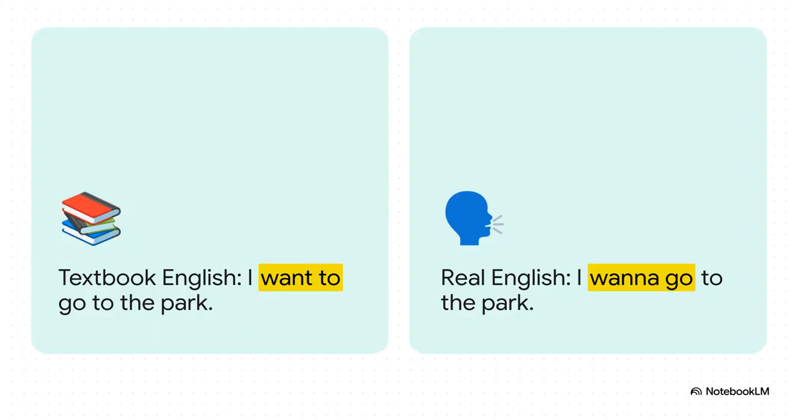See, this is what I'm talking about. In your textbook, you learn to say every single word perfectly clearly. I want to go to the park. But in the real world, you're way more likely to hear something like, I wanna go to the park. It's just faster, smoother, it flows. Today, we are going to close that gap for good.